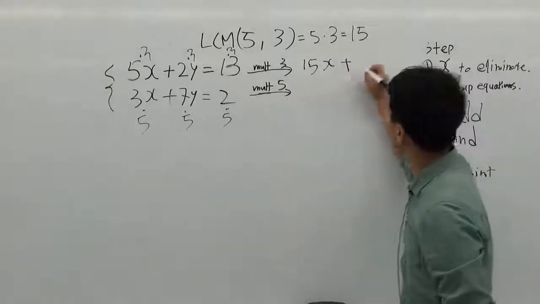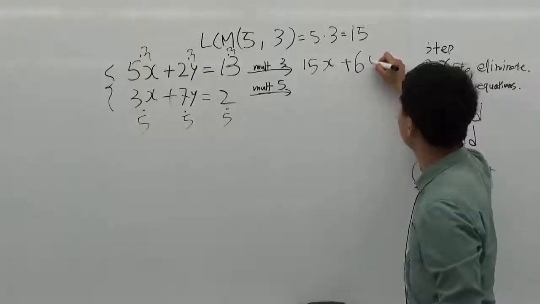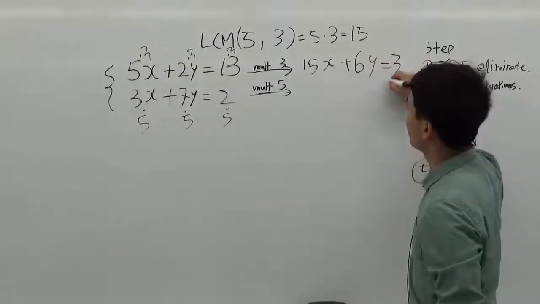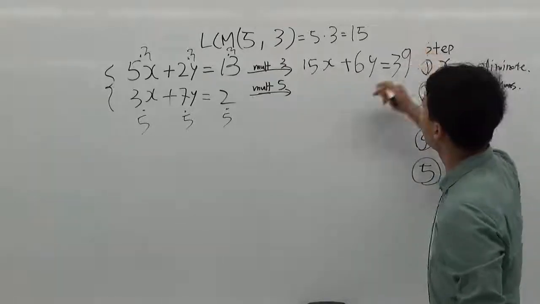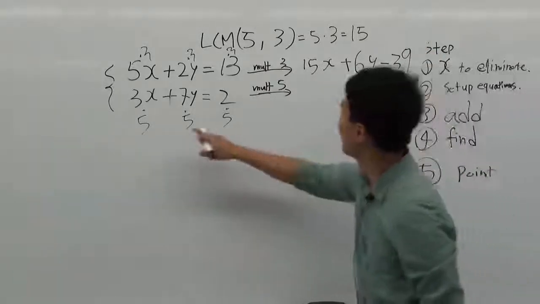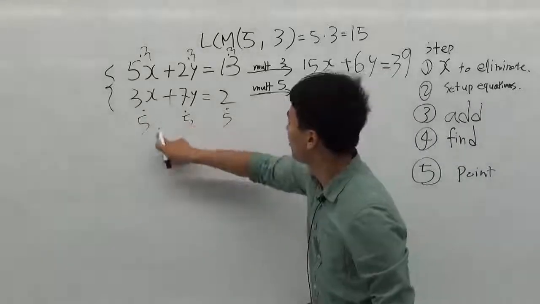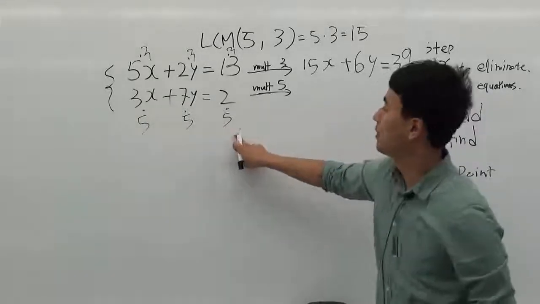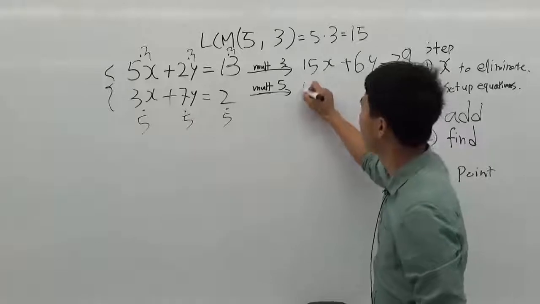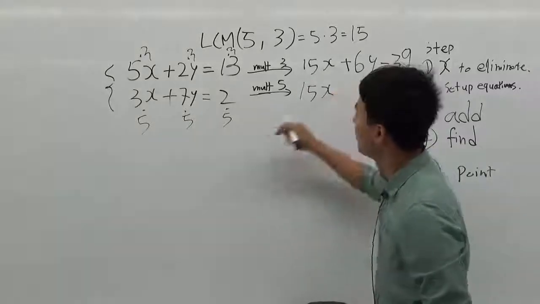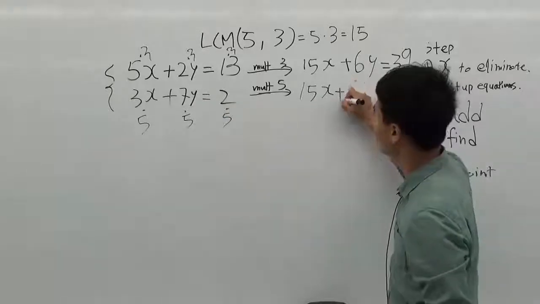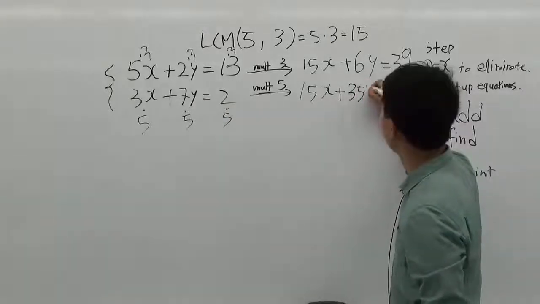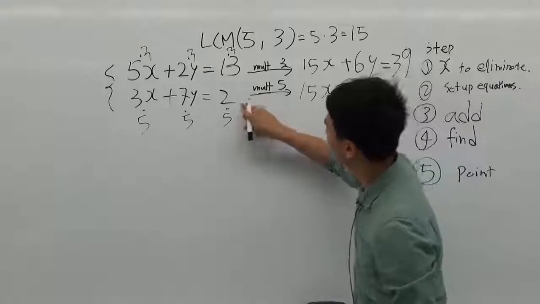plus 2 times 3 is 6y, equals 3 times 13, which will be 39. And the second equation, I'll multiply by 5 here. So 3 times 5 will be 15x, and 5 times 7 will be 35y, and 5 times 2 will be 10.